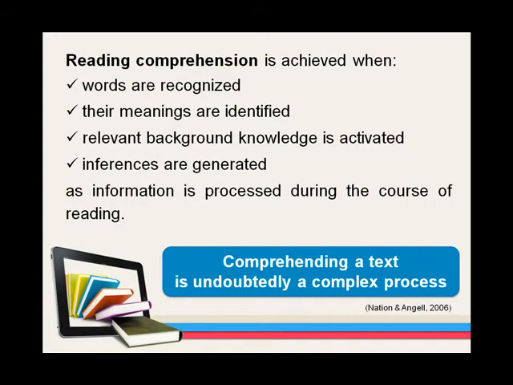Reading comprehension is achieved when words are recognized, their meanings are identified, relevant background knowledge is activated, and inferences are generated as information is processed during the course of reading. Comprehending a text is undoubtedly a complex process.